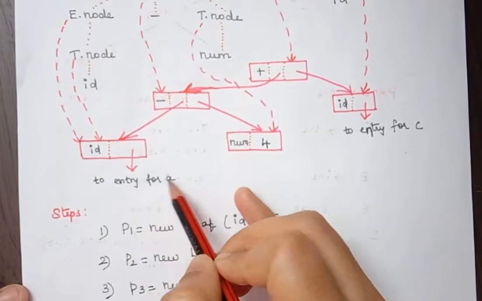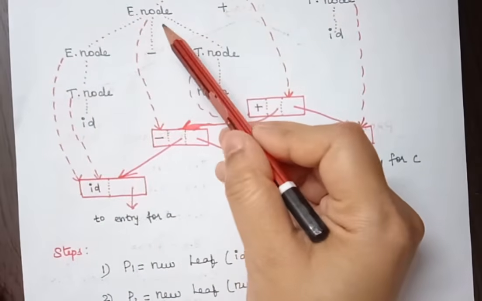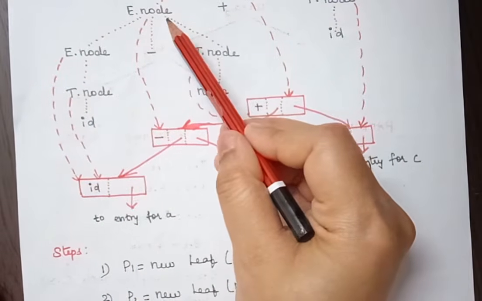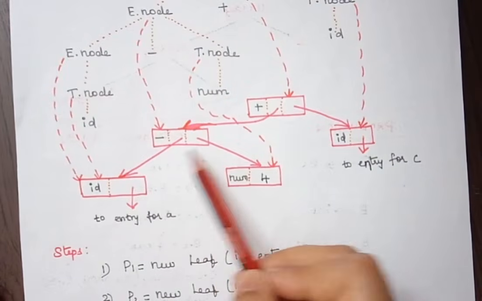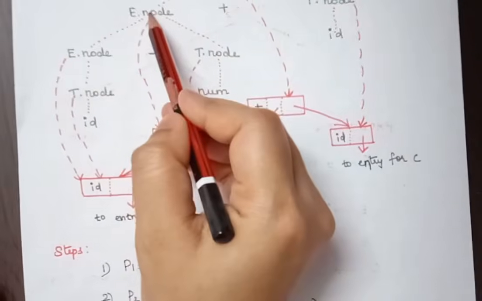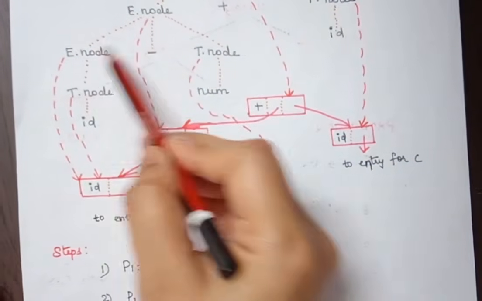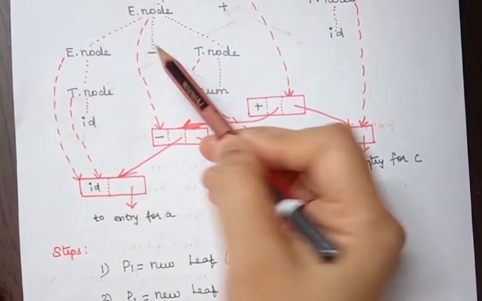So it contains the entry for A. Then coming to the next node, E node. When we look at this E node, for this E node we have the object, and this object contains three fields. Why? Because based on the number of children. This E node has three children, and starting from the operator.